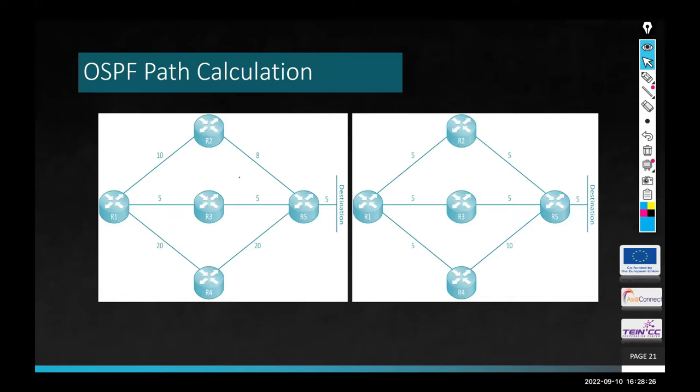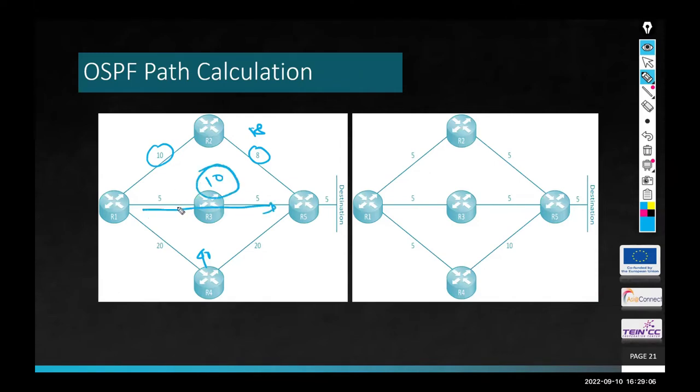When R1 needs to reach the destination that is behind R5, what will be the best path? As we saw, the cost of the link from R1 to R2 is 10, and R2 to R5 is 8. Then the cost for that path will be 18. For R1 to R5 directly, the cost will be 10, and from R2 to R5 via R4 will be 40. Then which one will be the best path? Of course, this one, right?